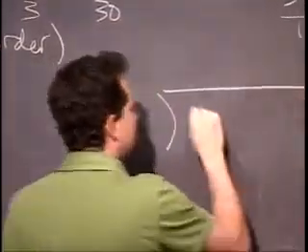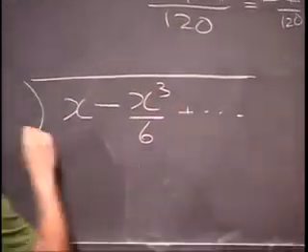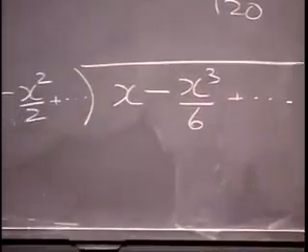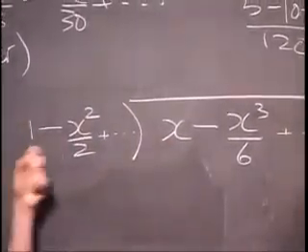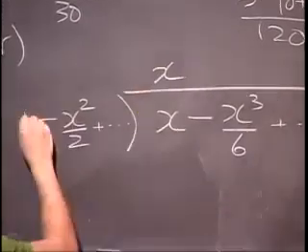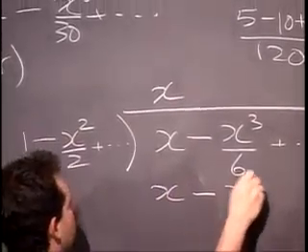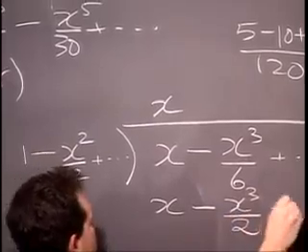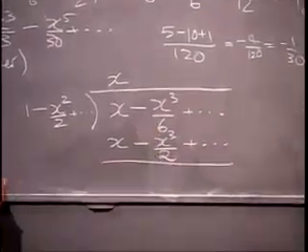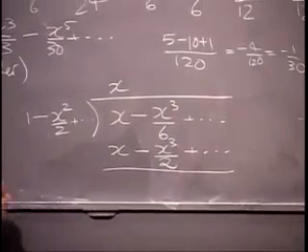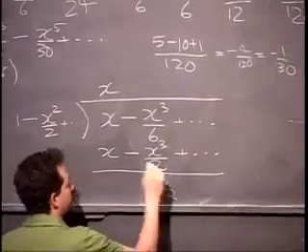And sine x is x minus x cubed over 6. That's all it is up to third order. So let's just do the long division. How many times does 1 go into x? X. Multiply these two, and I get x minus x cubed over 2. And so on. So if I cancel this out, I get x cubed over 6 minus x cubed over 6 plus x cubed over 2. So it's x cubed over 2.